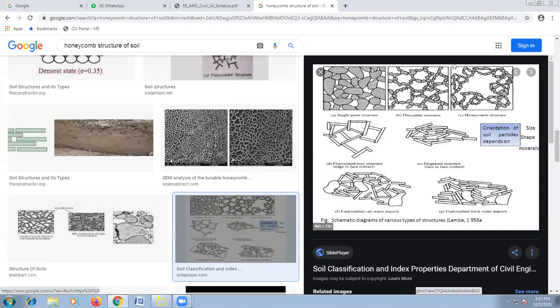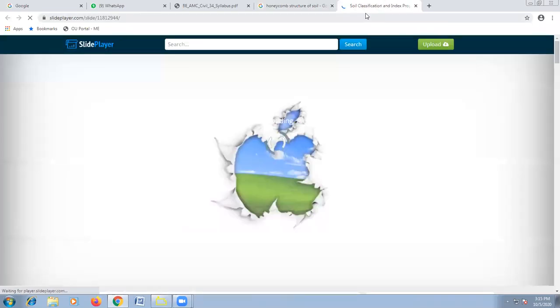As you can see, there are large void spaces here. This kind of structure can bear heavy loads, but it also breaks easily due to external disturbances. Then you have the flocculent structure. This is again a property of fine grained soil.